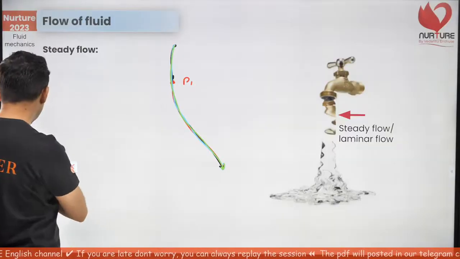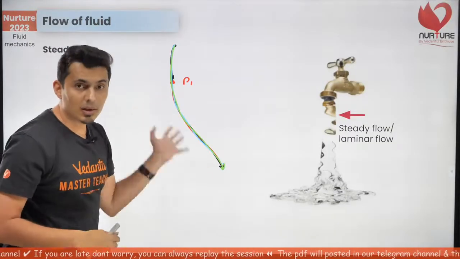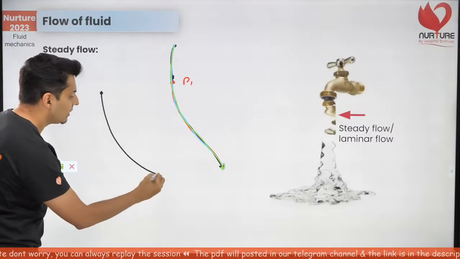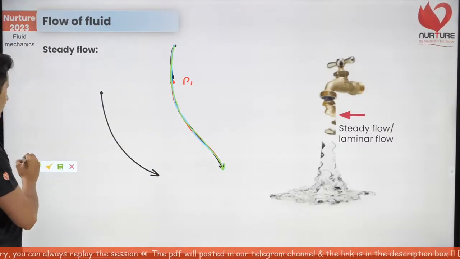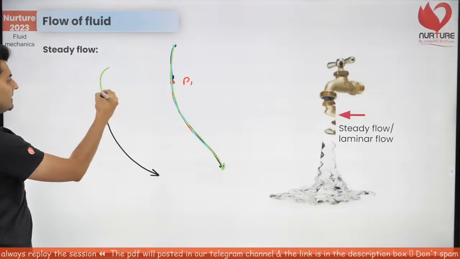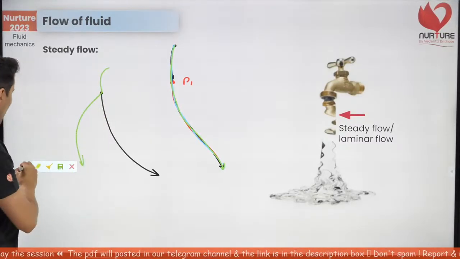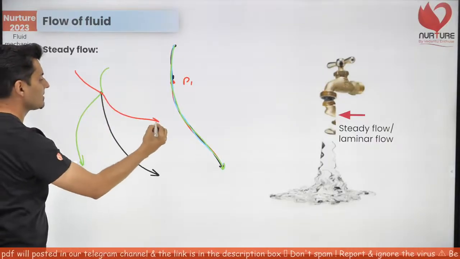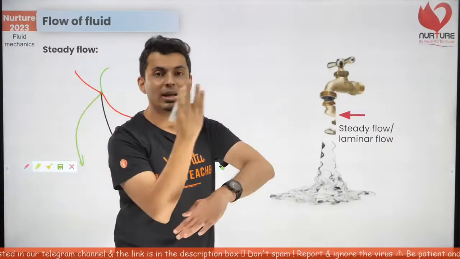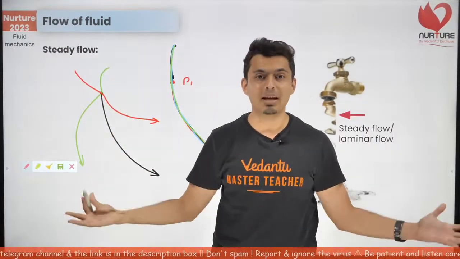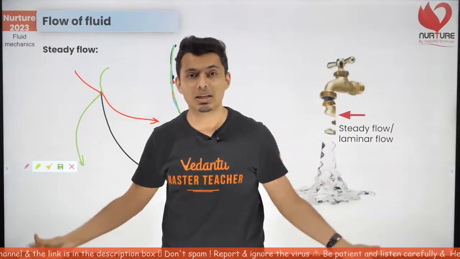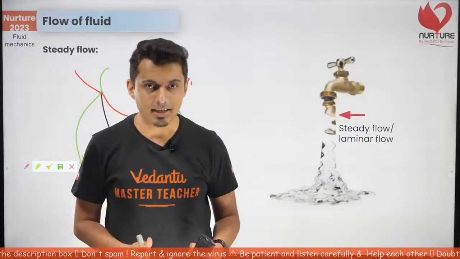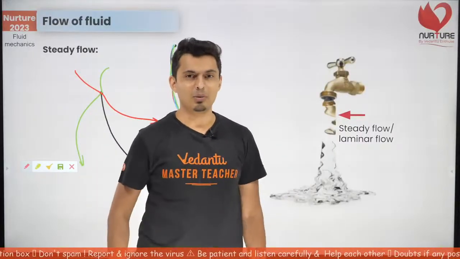But in case of a turbulent flow, which is not a steady flow, if you have a particle 1, it might follow this streamline. After some time, if a new particle comes at this point, it might go like this. After some time, if a new particle comes over here, then it might go like this. So, it might go in random directions with time. The flow changes with time. It is not predictable. And in JEE, we study predictable flow.